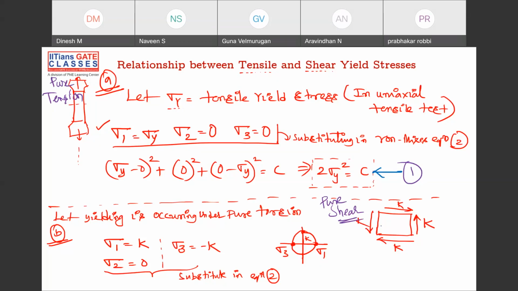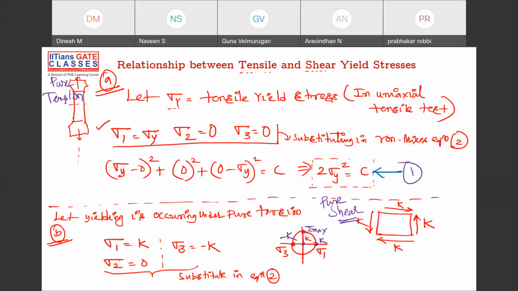Now if you're having shear, you might have seen the Mohr circle looks like this. This is your origin, and this is sigma 1, sigma 2. You might have seen already that tau max is K, obviously, and sigma 1 is K. This is sigma 3, minus K. And sigma 2 is 0 because we are doing it in 2 dimensions, not in 3 dimensions.